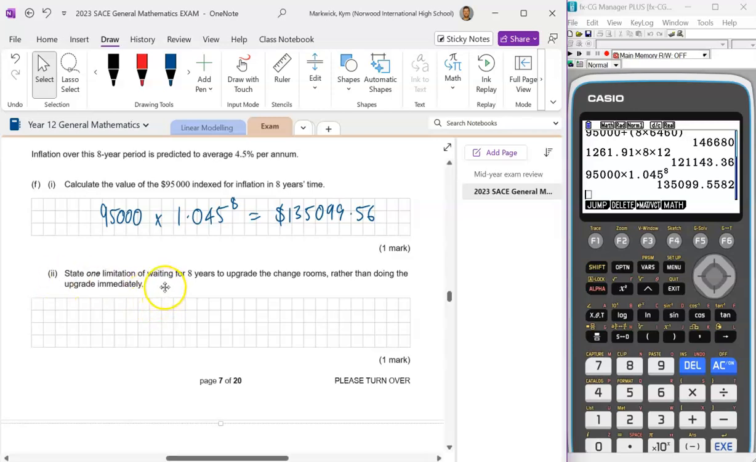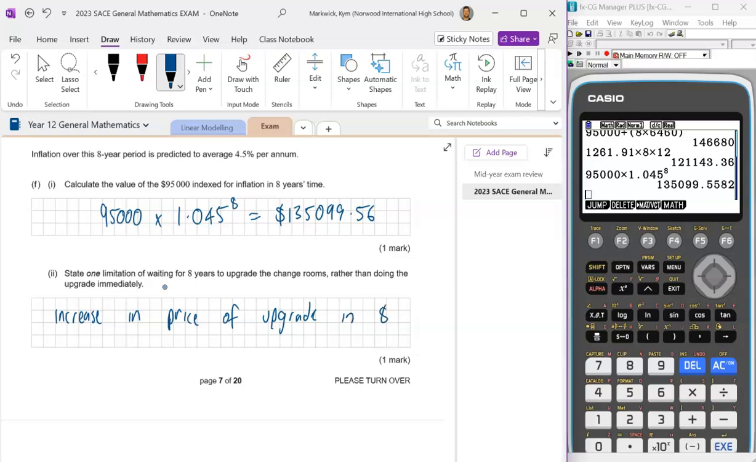Another option, and I think this is the most common one that appeared in both Massa and SACE, was the increase in the price of building materials, etc. So an increase in price of upgrade in 8 years' time. They might think, well, in 8 years' time it's going to be a lot more expensive, so we'll get it done now at $95,000. Because even though it might cost $95,000 now, in 8 years' time it might almost be double that to upgrade the facilities.